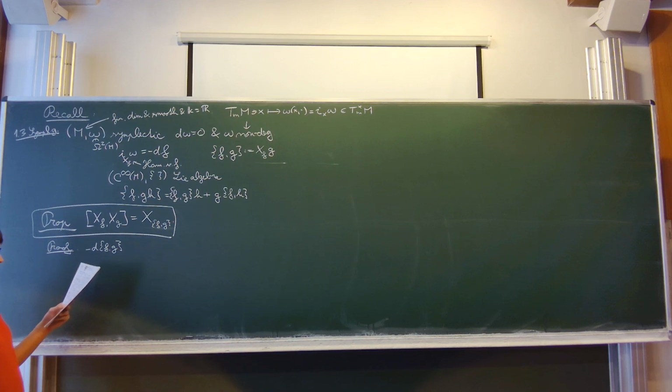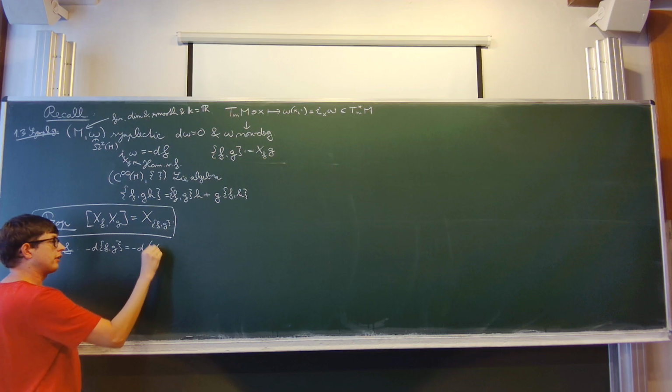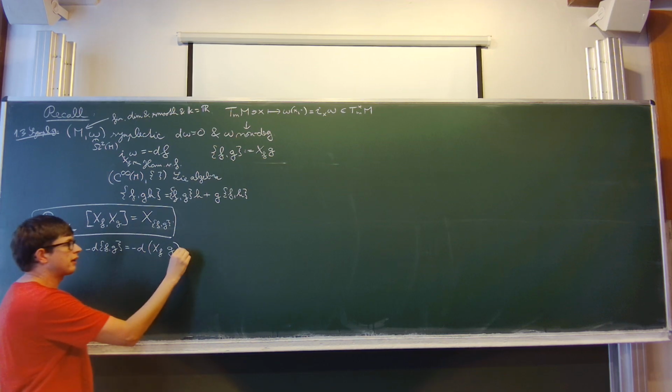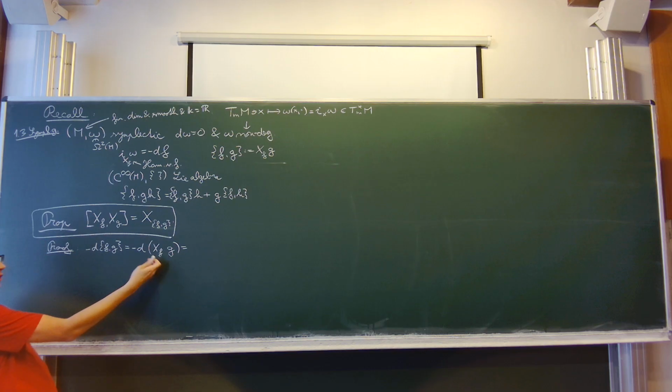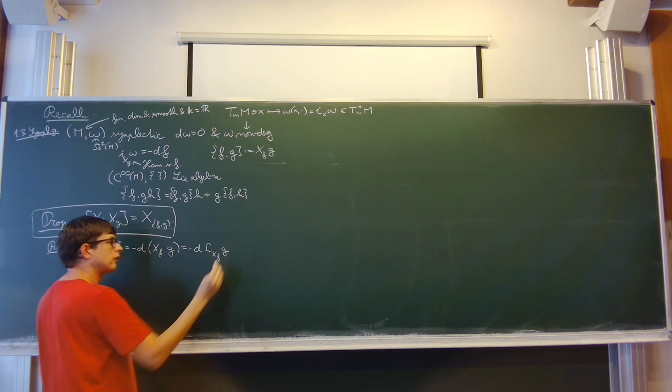Okay, so what is this? First of all, the bracket is defined as the Hamiltonian vector field of f acting on g. But because this is Hamiltonian, this is a vector field acting on a function, so I can just as well say that this is the Lie derivative with respect to X_f acting on g.